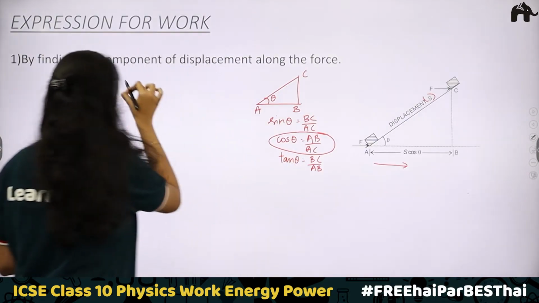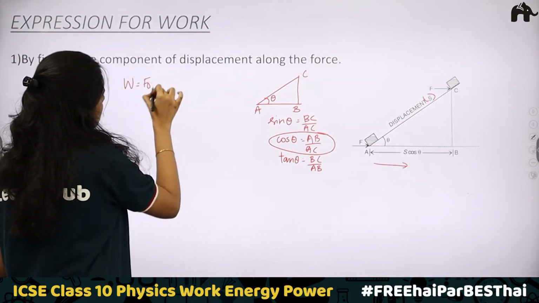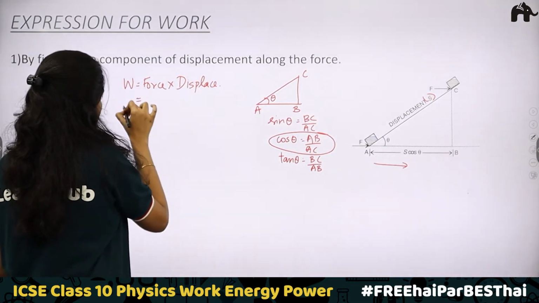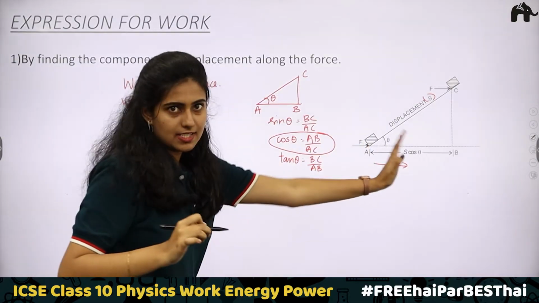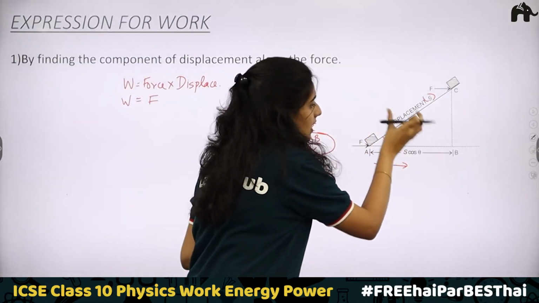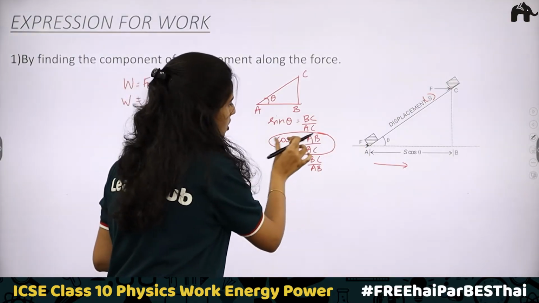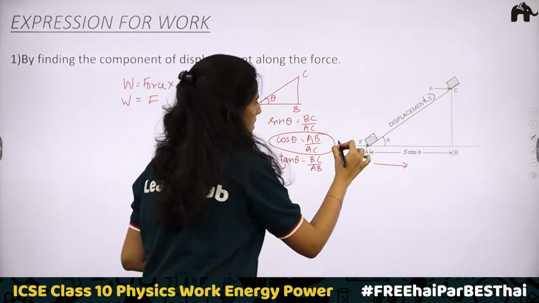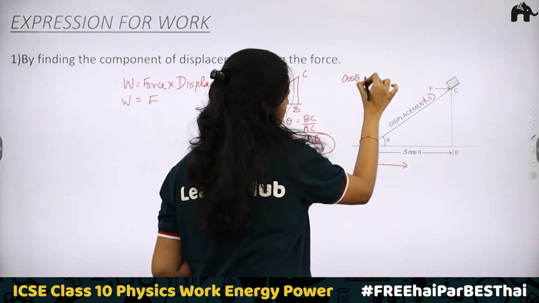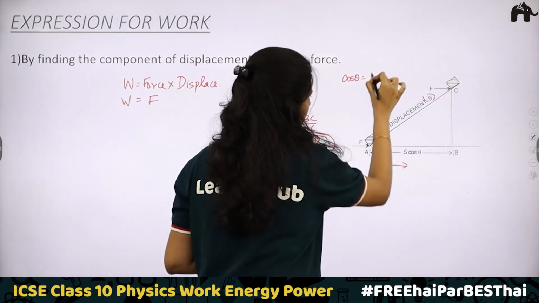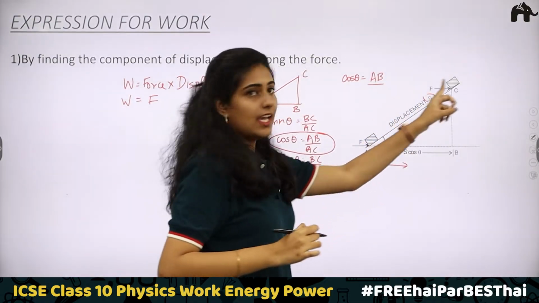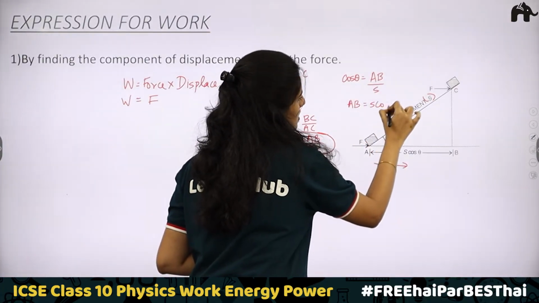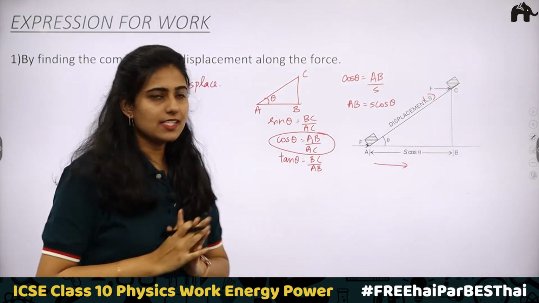Clear? We have work is equal to force into displacement. In this case, force is taken as F. F force is applied in this direction. For displacement, we have to take the cos component. Here we have cos theta is equal to AB divided by AC. Since cos theta is equal to AB divided by AC, what is AC? AC is the displacement, we can take it as S, which means we will have AB is equal to S cos theta.